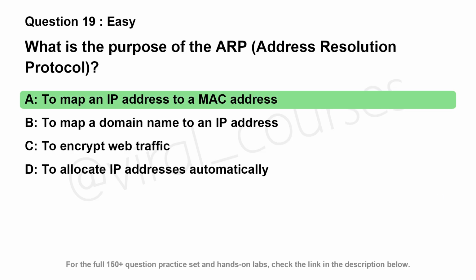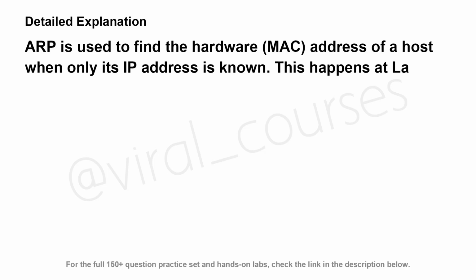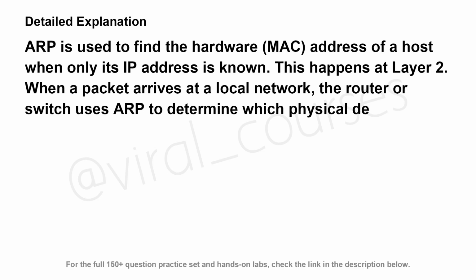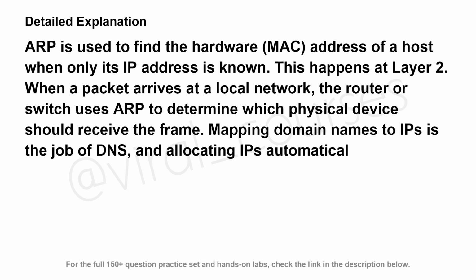The correct answer is A. ARP is used to find the hardware MAC address of a host when only its IP address is known. This happens at layer 2. When a packet arrives at a local network, the router or switch uses ARP to determine which physical device should receive the frame. Mapping domain names to IPs is the job of DNS, and allocating IPs automatically is the job of DHCP.